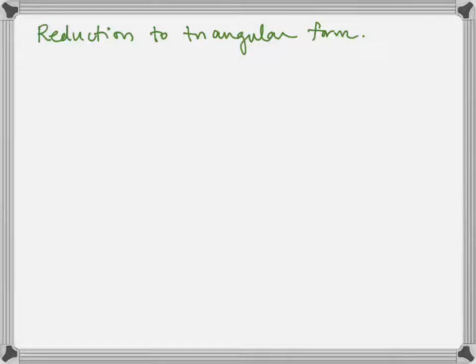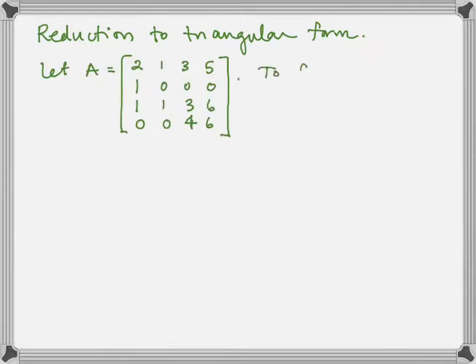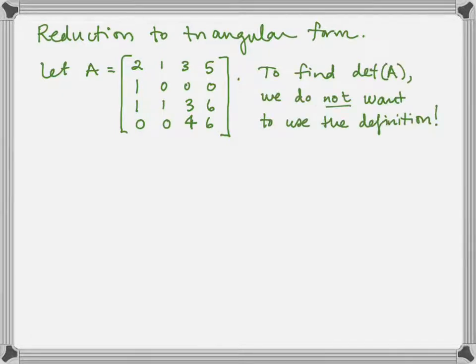Today we'll talk about a technique for finding the determinant of a matrix called reduction to triangular form. We're going to let A be this 4 by 4 matrix. We definitely do not want to use the definition to find the determinant of A.